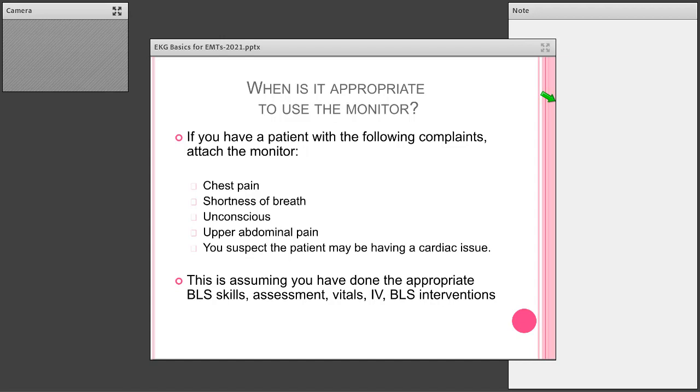So if you're able to print out a strip and either hand it to an ALS provider, or hand it to the hospital, or give it to the flight crew, which is obviously an ALS provider, or even if you scan it or transmit it to the hospital, they may be able to get that patient into the appropriate care faster because you thought to put the monitor on them.